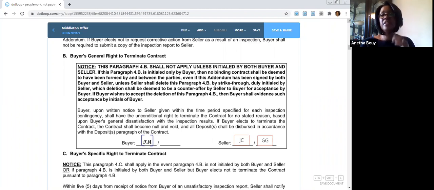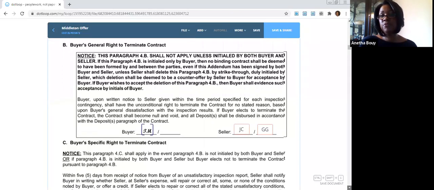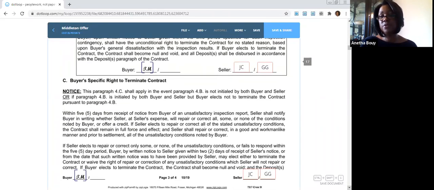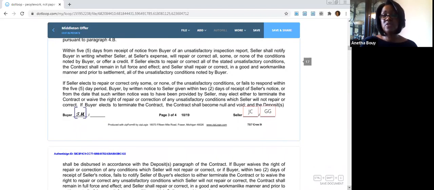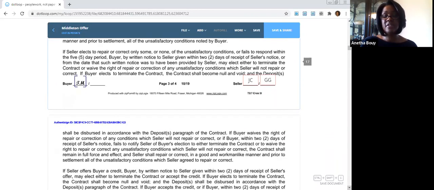However, it can come to the place where the buyer has just made the decision that they no longer are willing to move forward with the offer and getting to settlement for this property. Okay. And again, remember, everything can be negotiated. Okay. So just because someone asks for something does not necessarily mean that they'll receive it.